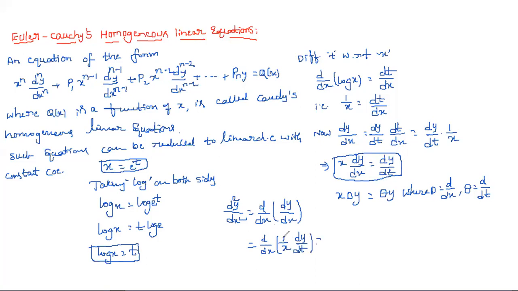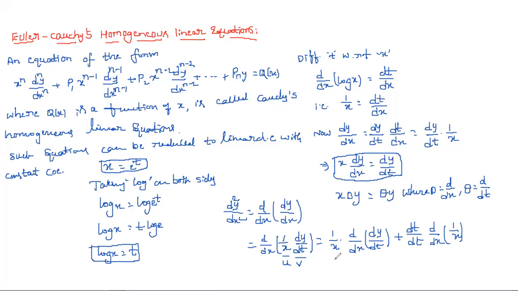So simply we can apply the UV rule. Why? Because here we have a product of two functions. This is one function and this is another function, so for that we have to apply the UV rule. This is u and this is v. So u into d by dx of dy by dt, plus dy by dt into d by dx of 1 by x.